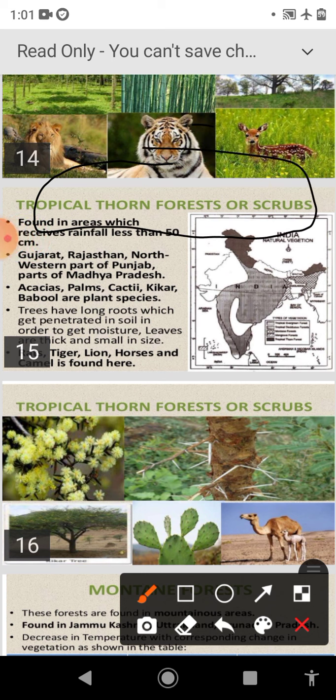In the regions with less than 70 centimeter of rainfall, we are getting the thorn forests. Due to lack of moisture, the trees growing here have very small leaves and they support thorns. The common species found here include babul, kika, and wild palm in the areas of moderate rainfall. In areas of more scanty rainfall, the vegetation consists of shrubs, and thorny bushes.